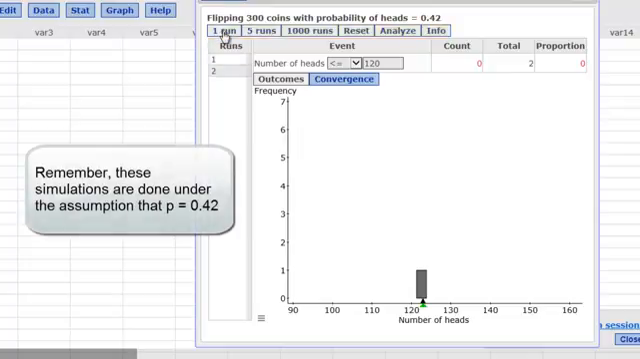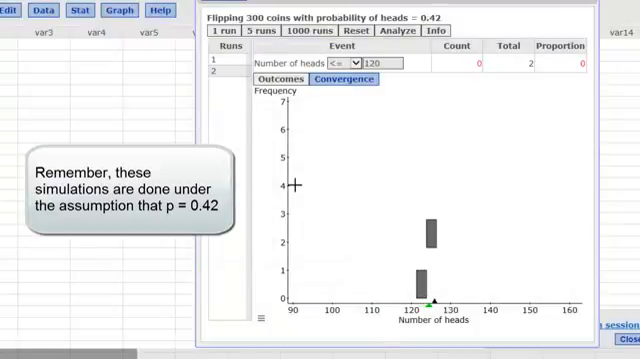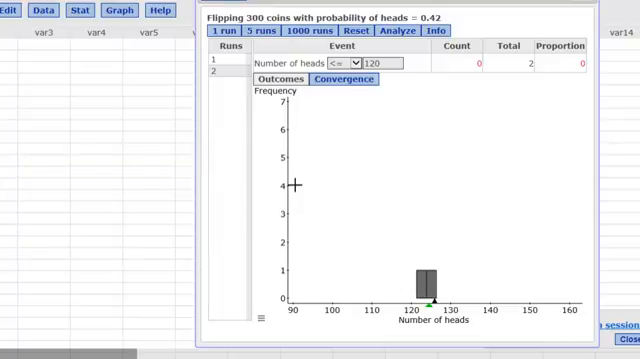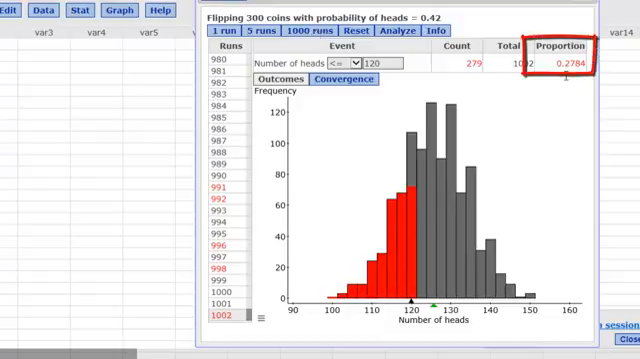Let me do that one more time so you can see. This time I went out and surveyed 300 individuals in this district, and my survey result came back with 126 saying, yes, I'm a Republican. I'm going to do this over and over and over again and see how often I get 120 or fewer that say, yes, I'm a Republican, when the proportion that is Republican is assumed to be 0.42. And you can see here the proportion of times that occurred was 0.278.